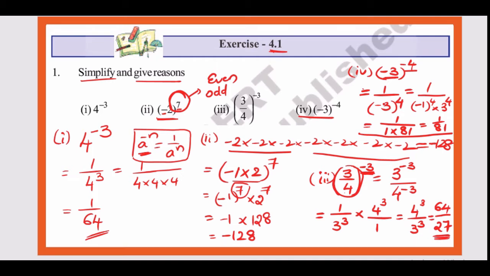Likewise, you can apply the formulas one after the other. For the first question we applied the a power minus n formula. For the second one we applied the a into b whole power m formula. For the third one, the a by b whole power m formula. For the fourth one, the same as the second one, and in addition we applied a power minus n. So for this fourth question we have applied two laws of exponents, right? Understood? Let us move on to the next question.